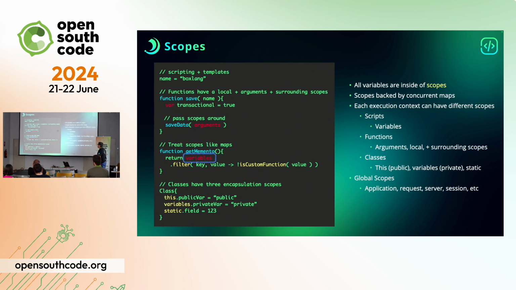But scopes are also available to you as objects. So here, for example, I've created a getMemento function. I look at the variable scope and I say, look at all the variables, and I want to filter them by key value. So I can operate on scopes. Okay? So this is important. Not only can I store variables in scopes, I can actually have access to those scopes. Okay? You can do more funky things as well here. For example, I can pass a scope around. So I can say, here are all my arguments. Go do something with them. Okay? So very, very different.